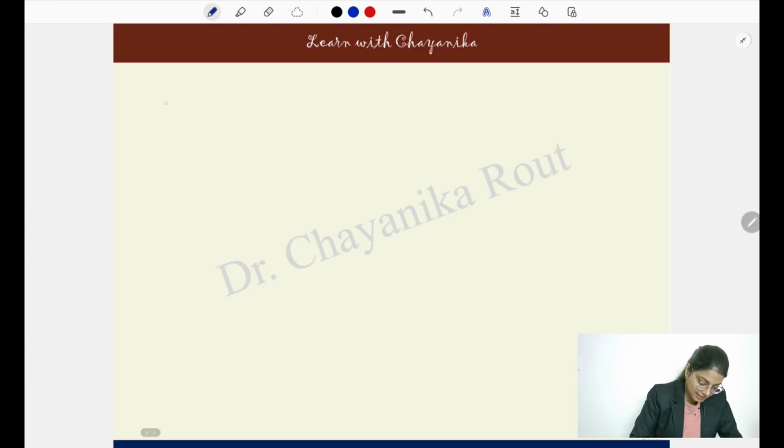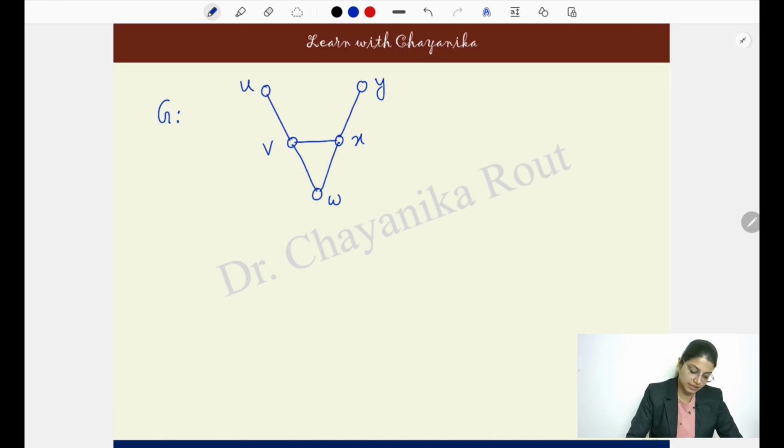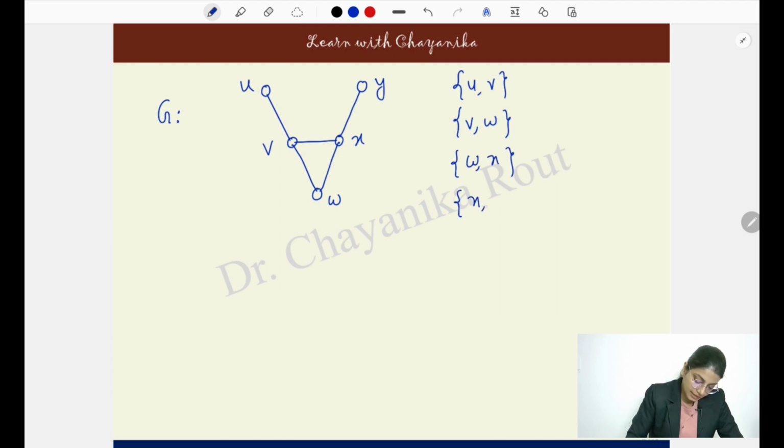So let's see another example for that. The vertices are U, V, W, X, Y. Let us list down all the cliques. So we have UV, VW, WX, XY and VX. 5 edges are there, so 5 cliques of size 2.